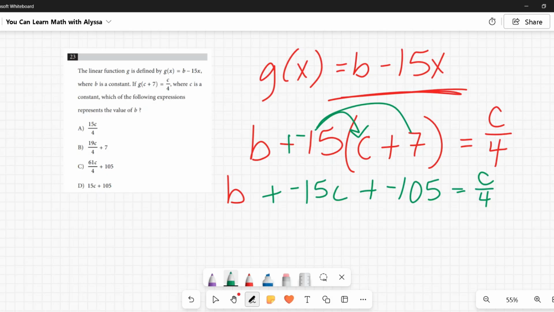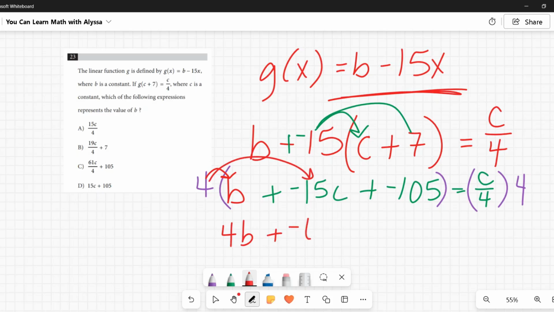I want to get rid of that 4 in c over 4. So I'm going to multiply both sides. I'm going to multiply everything by 4. Multiply all this by 4, and multiply this by 4. So on the left, I'm going to get 4 times b, or 4b, plus 4 times negative 15c, which is negative 60c, and 4 times negative 105 is negative 420. And this is equal to c.